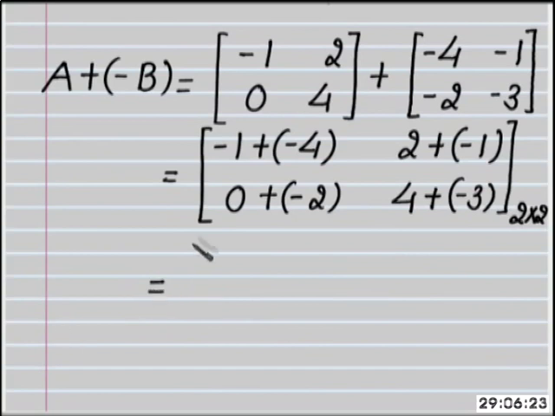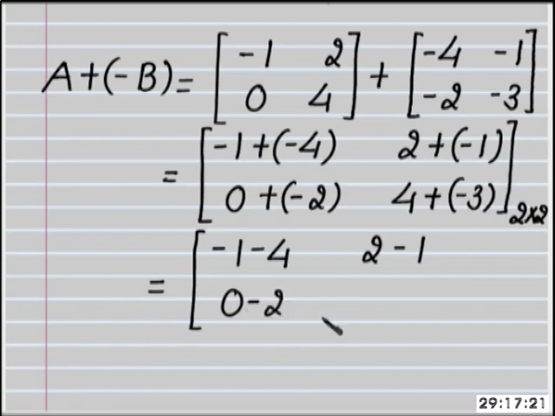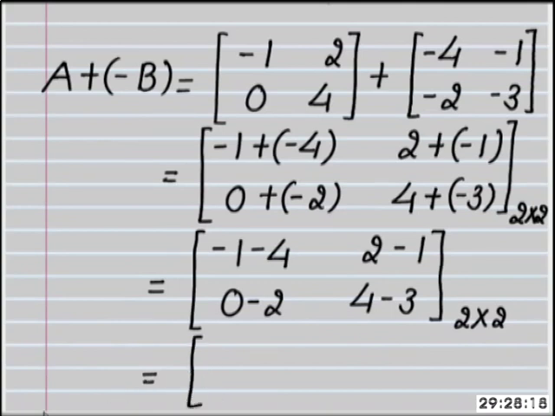It is further equal to matrix having first two elements as -1 -4, 2 -1, second two elements as 0 -2, 4 -3, which is a square matrix of order 2, and further it is equal to square matrix having first two elements as -5 and 1, second two elements as -2 and 1, and it is of order 2.